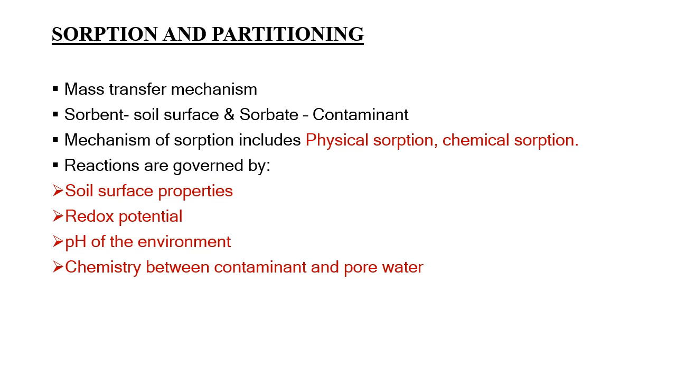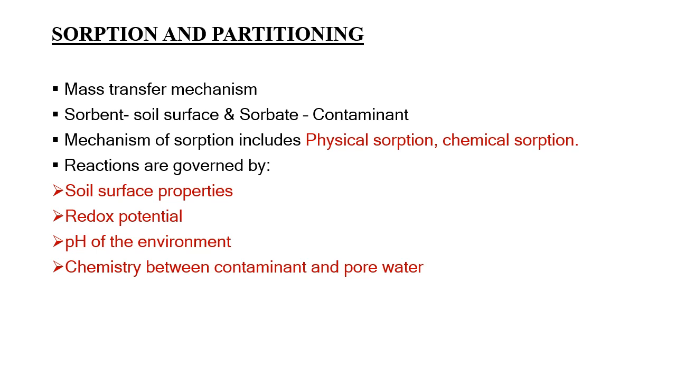What really happens during the transport process, because of the chemistry between the contaminant and the soil surface, is that these contaminants or pollutants will get sorbed or attached onto the surface of the soil particle. In that way, the contaminant concentration is getting reduced in the solution.